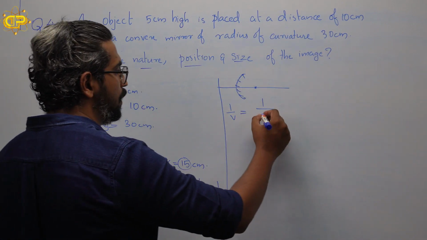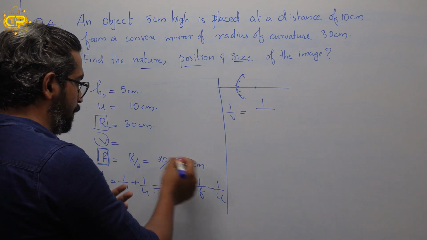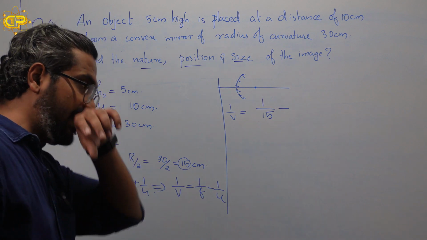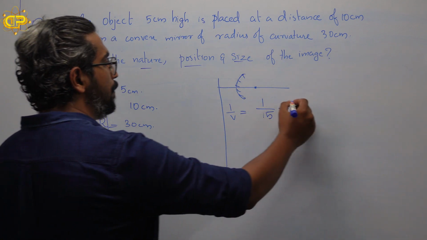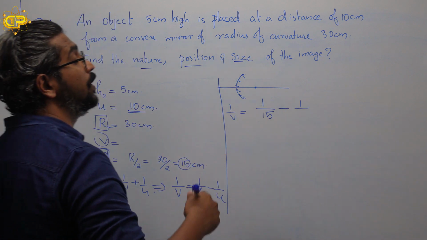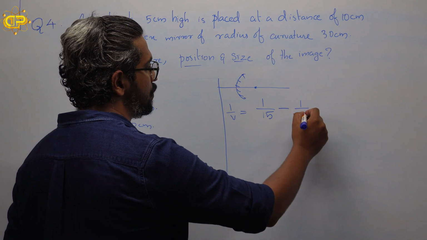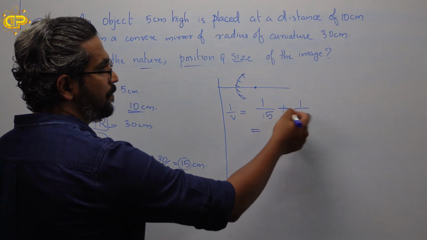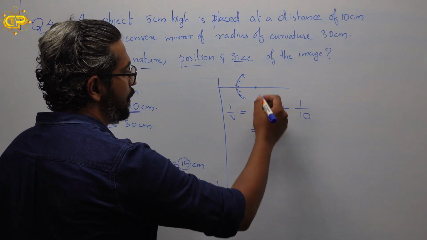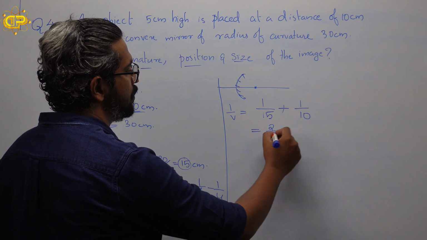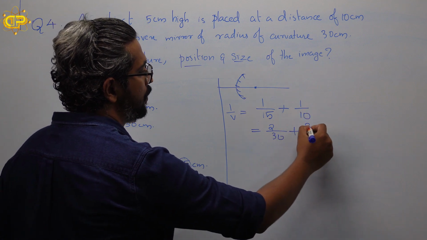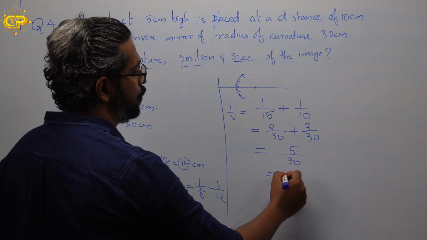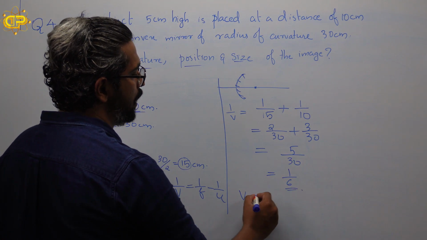So 1 by V is equal to 1 by F. What is 1 by F? That is 15 centimeter. It is positive sign, so there is no need of writing any negative sign there. So minus 1 by U. What is U? 10 centimeter. But whether it is positive or negative, U will always be negative. So 1 by 10. So minus minus will become positive. From there, just simple LCM. So 30 will be the LCM, and then you can say 2 times 30, plus here it will be 3 by 30. Then you will get 5 by 30, that is equal to 1 by 6, or V is equal to 6.